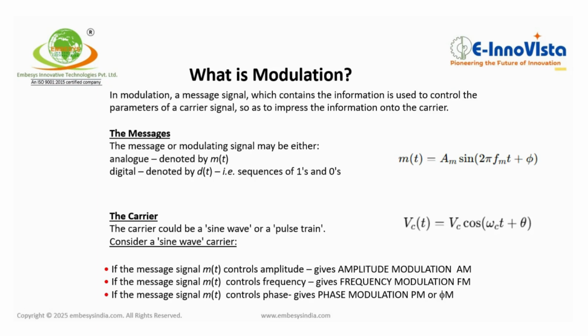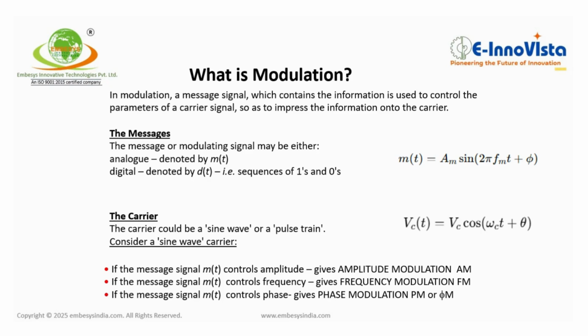Moving to the next slide, we discuss what is modulation. In modulation, a message signal which contains the information is used to control the parameters of a carrier signal. This process by which the data is converted into electrical or digital signals for transferring over a medium is called modulation. It increases the strength for maximum reach of the signal. The process of extracting data from the transmitted signal is called demodulation.